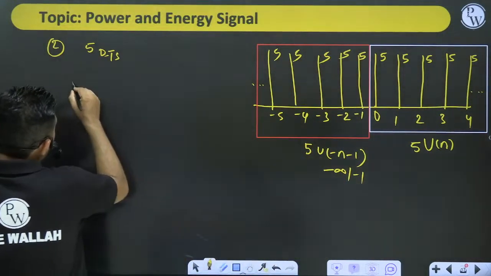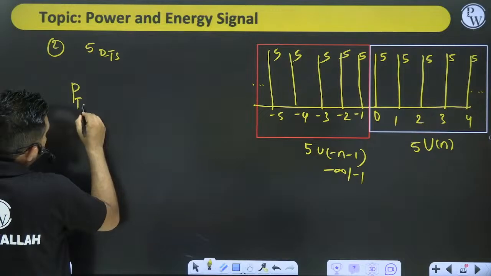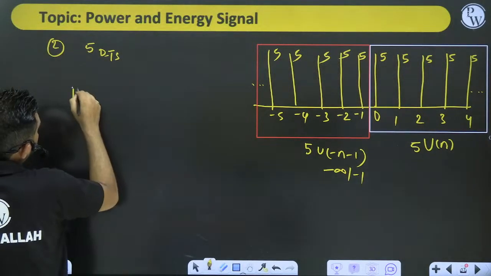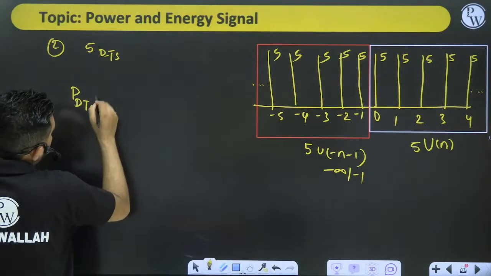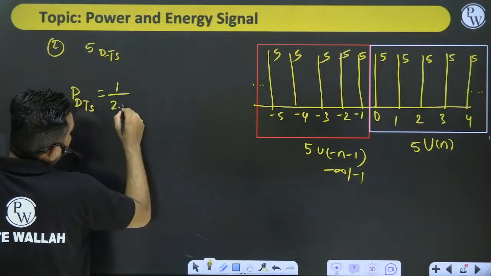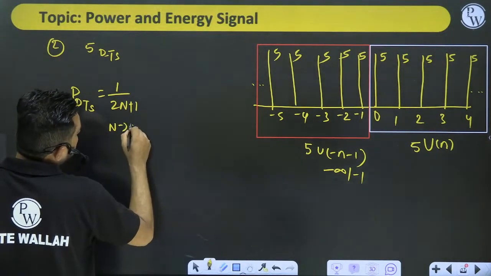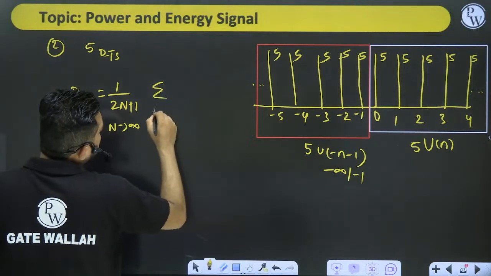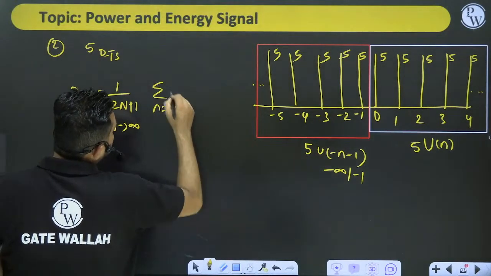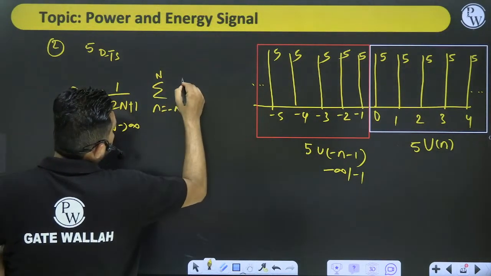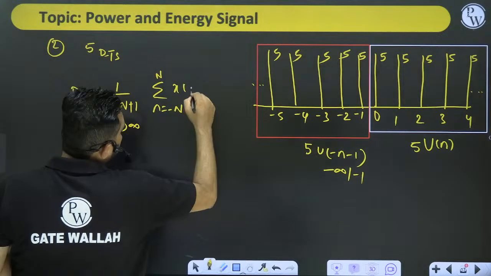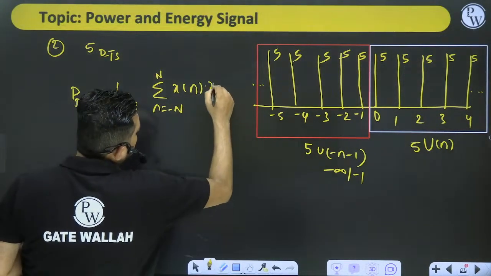So you know that power in DTS can be written as 1 upon 2N plus 1, limit N tending towards infinity, summation n equals minus N to N, that is x[n] into x conjugate of n. Yes or no? It is real.